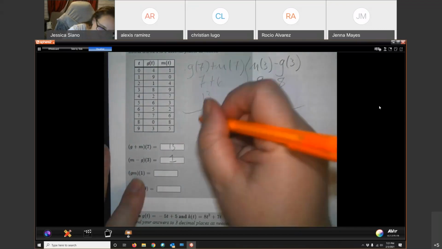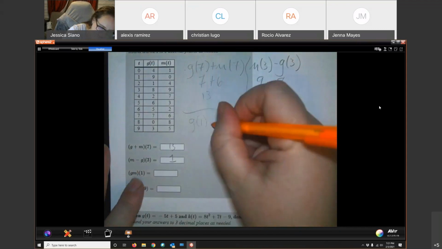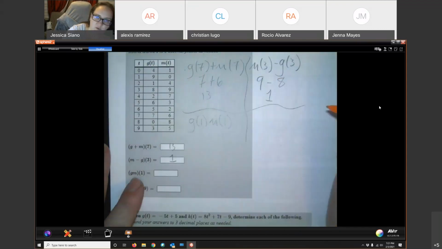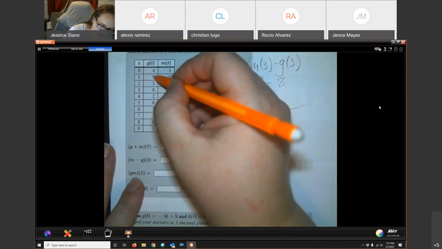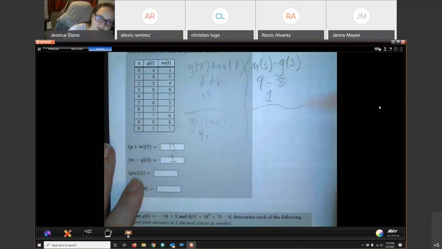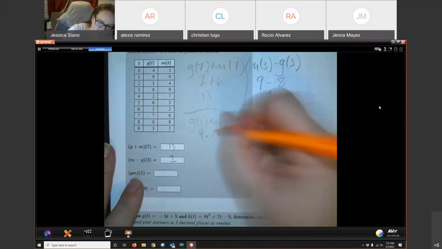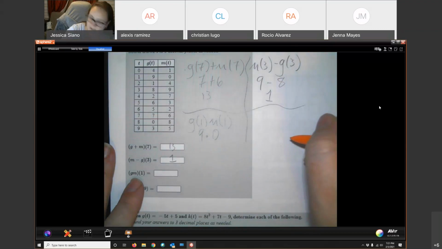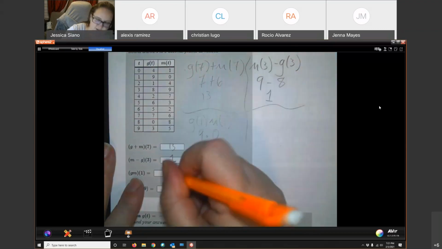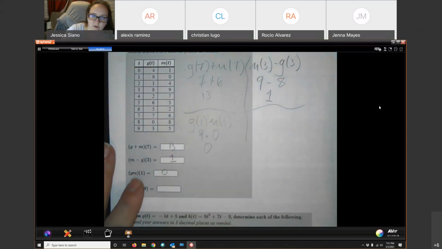And then here, this is the same as saying g of 1 times m of 1. So when t is 1, g is 9. And when t is 1, m is 0. 9 times 0 is 0. So g times m of 1 would be 0.